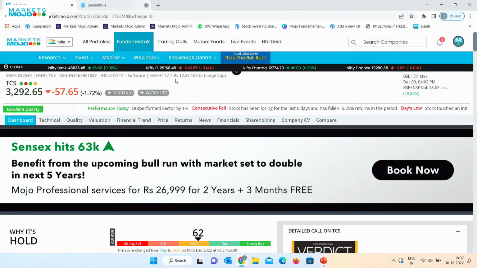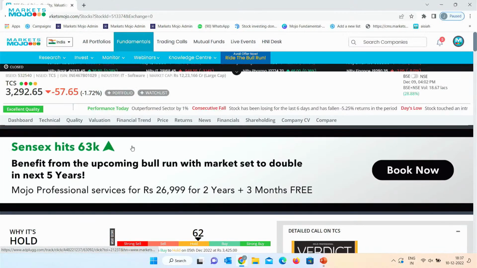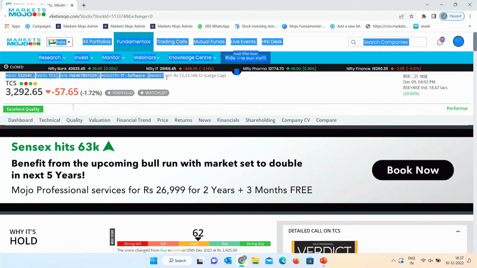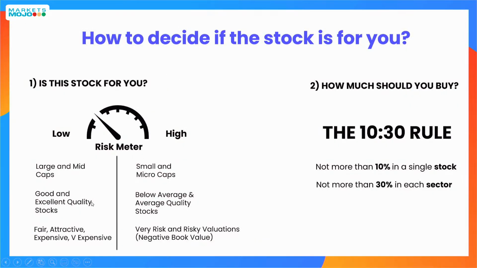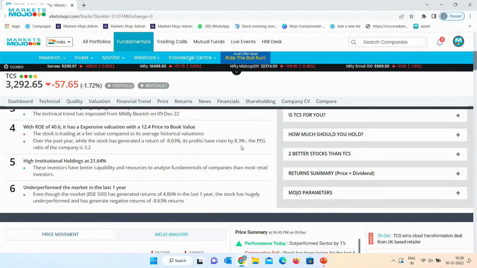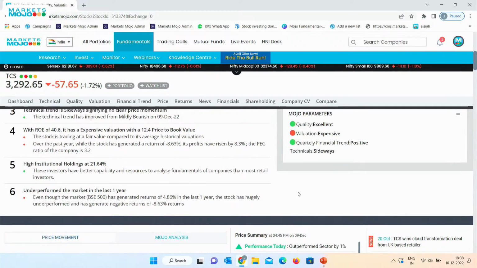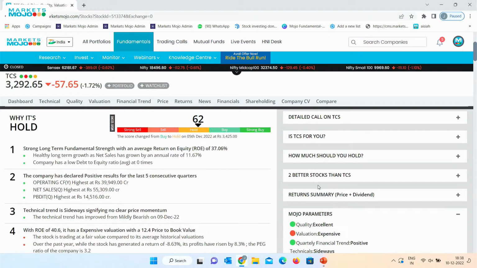If you look at TCS, to find out if it's a large, mid, small, or micro cap, there's a market cap indicator just on top. Now, good and excellent quality, fair, attractive, expensive, very expensive, it's really simple. If you just scroll below, there are many ways to find it. There's this Mojo parameters tab over here, which will tell you what quality or what valuation the company is running into. You're seeing quality excellent, valuation expensive. It's not that risky, so it's fine.